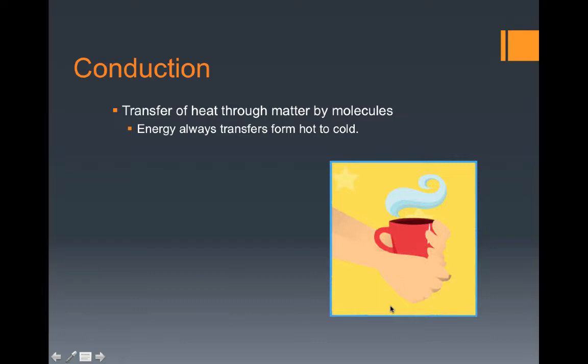If you think about taking food out of the fridge and leaving it on the counter, our cold air is not actually disappearing. The heat from the counter is being transferred into our food to warm it up. So it's transferred from hot to cold.